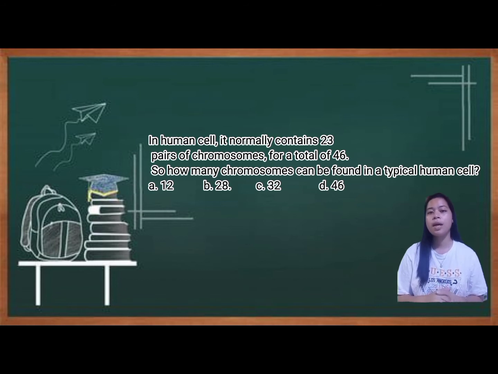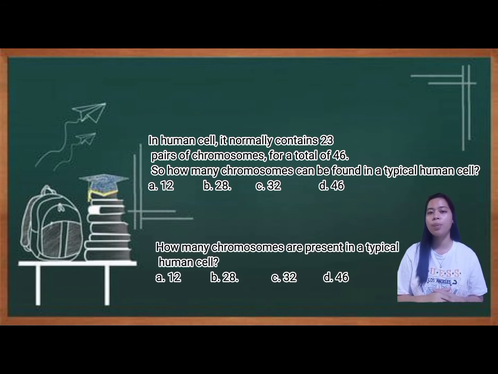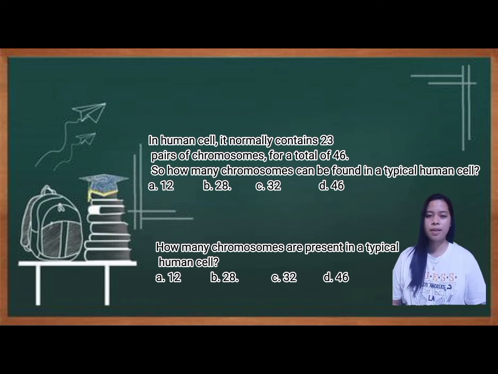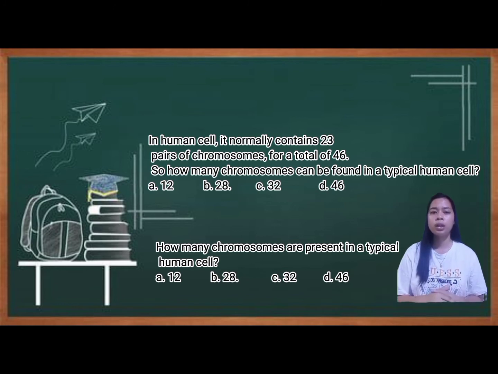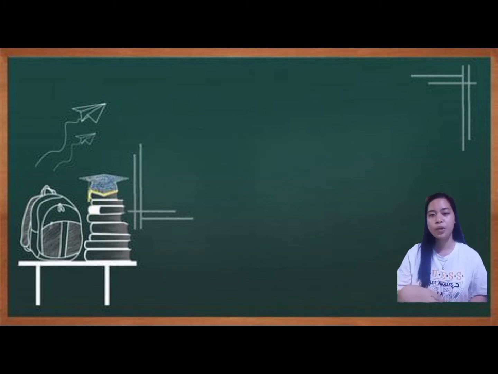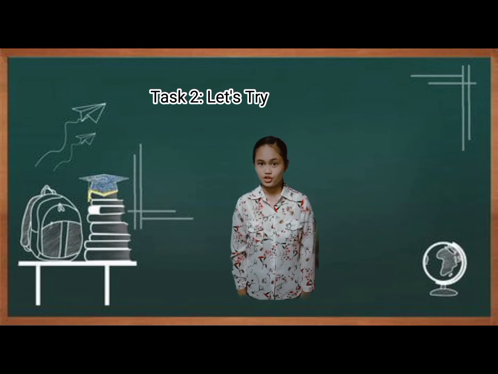The question is, how many chromosomes are present in a typical human cell? Letter A, 12, letter B, 28, letter C, 32, letter D, 46. Choosing the correct answer was difficult. It will surely challenge your comprehension or stock knowledge, which will test your higher order thinking skills to benefit your critical thinking skills. That's all. Thank you.